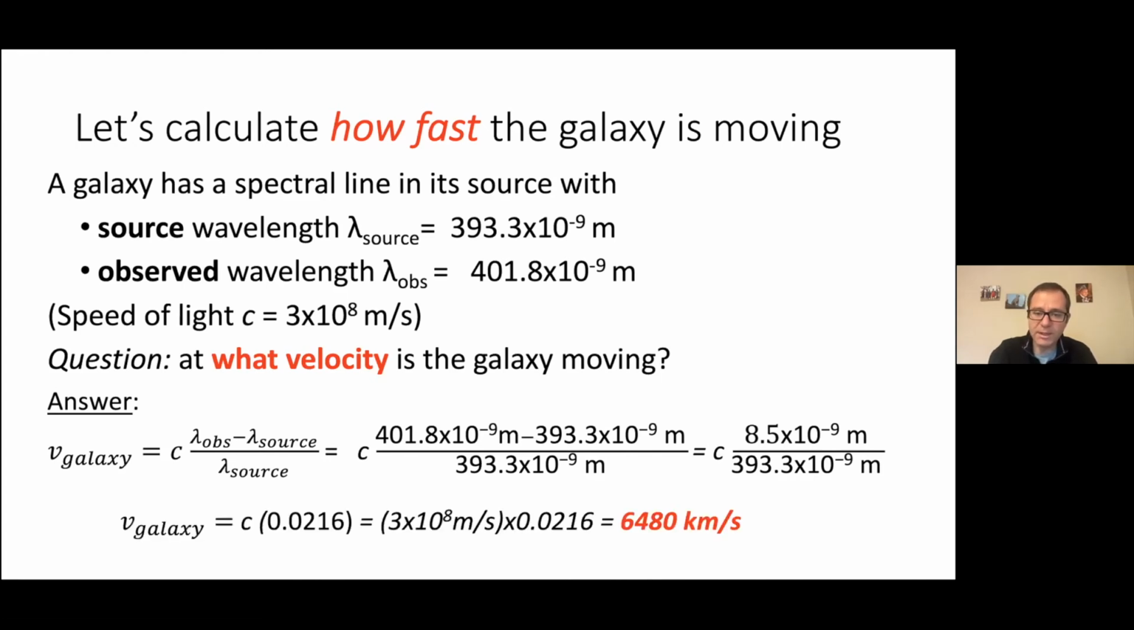Now, if you calculate this quantity here, you find that the velocity of this galaxy in the specific example is 6,480 kilometers per second moving away from us. This is a very typical case. Actually, it's a relatively slow moving galaxy, but think about this for a second. Every second, this galaxy moves away from us by over 6,000 kilometers. That's the radius of the Earth. This galaxy, every second that passes, runs away from us at a huge speed.